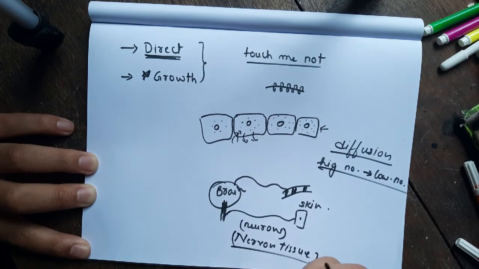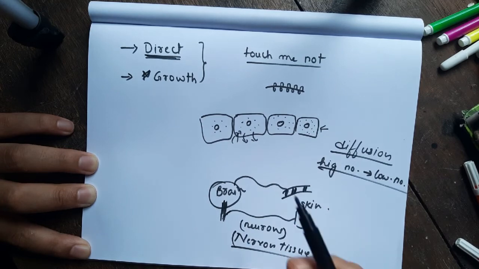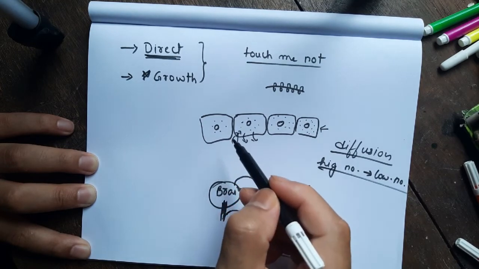Just like in the opening and closing of stomata, water was changing inside the cell. As a result, the cell was moving. It was either opening the stomata or closing the stomata. Same in this case, by changing the amount of water inside the cell, the plant can show the desired kind of movement.